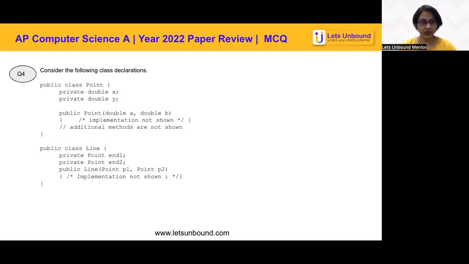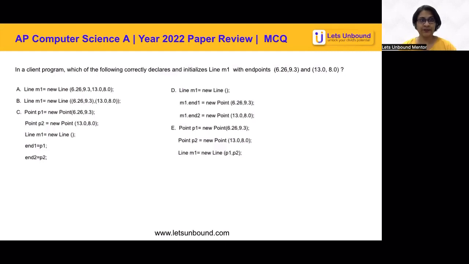The implementation is not shown, so let's go to the question and see what it says. In a client program, which of the following correctly declares and initializes Line M1, which has the endpoints 6.26, 9.3, and 13.0, 8.0. So these are the two endpoints of line M1. What we have to do here is look into each of the options to see which correctly declares the line M1.